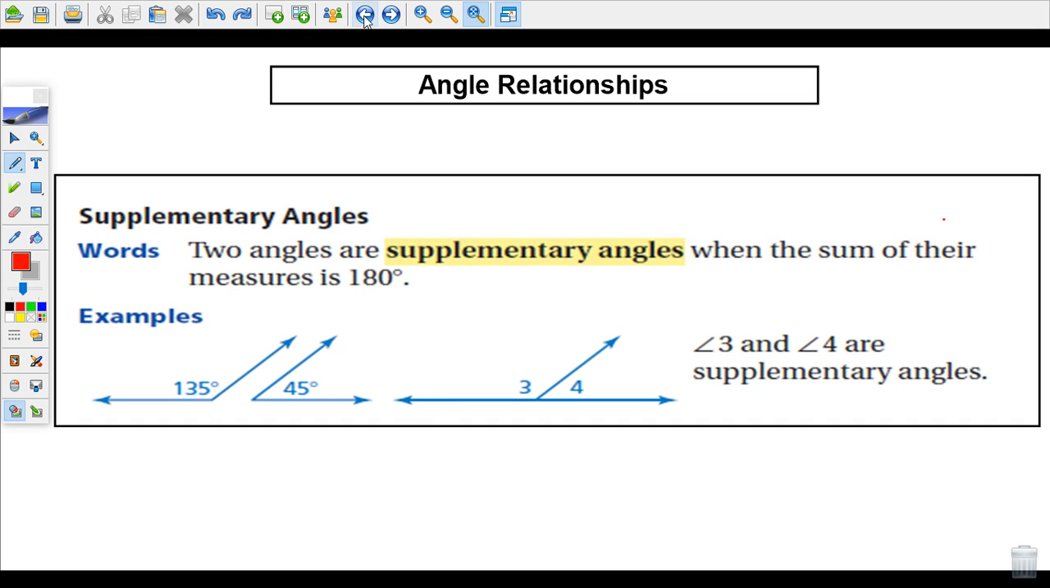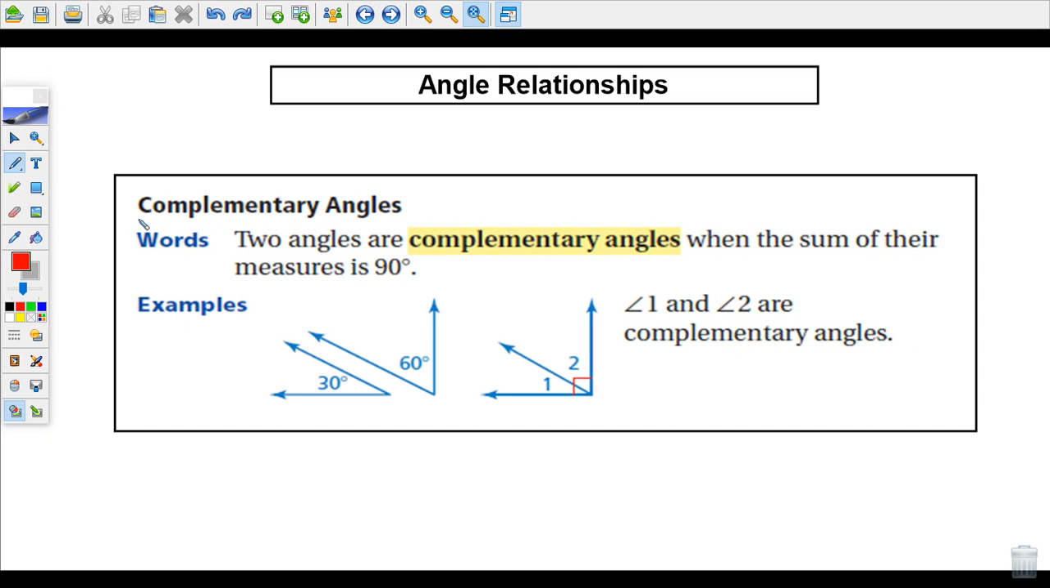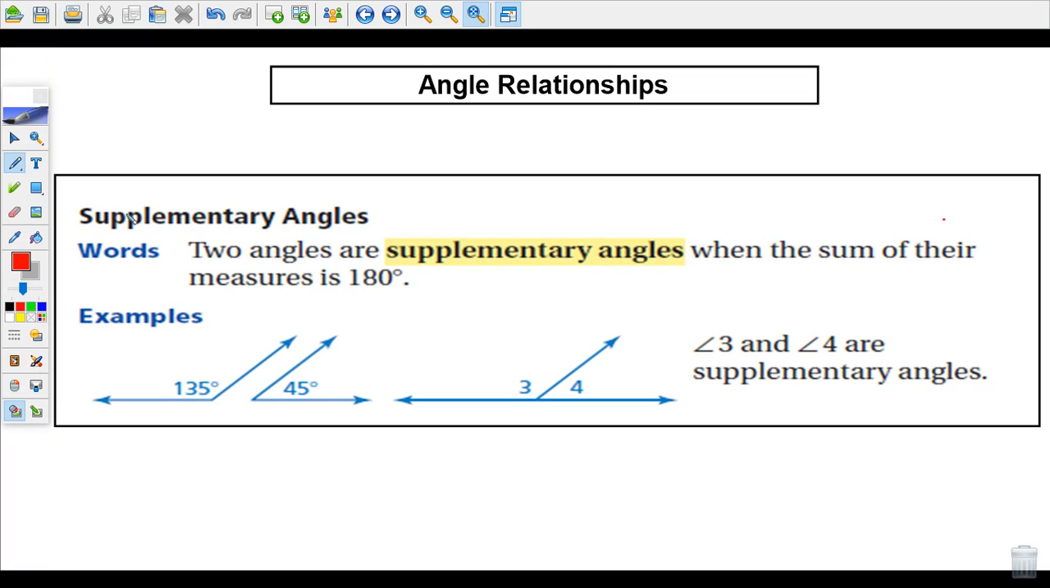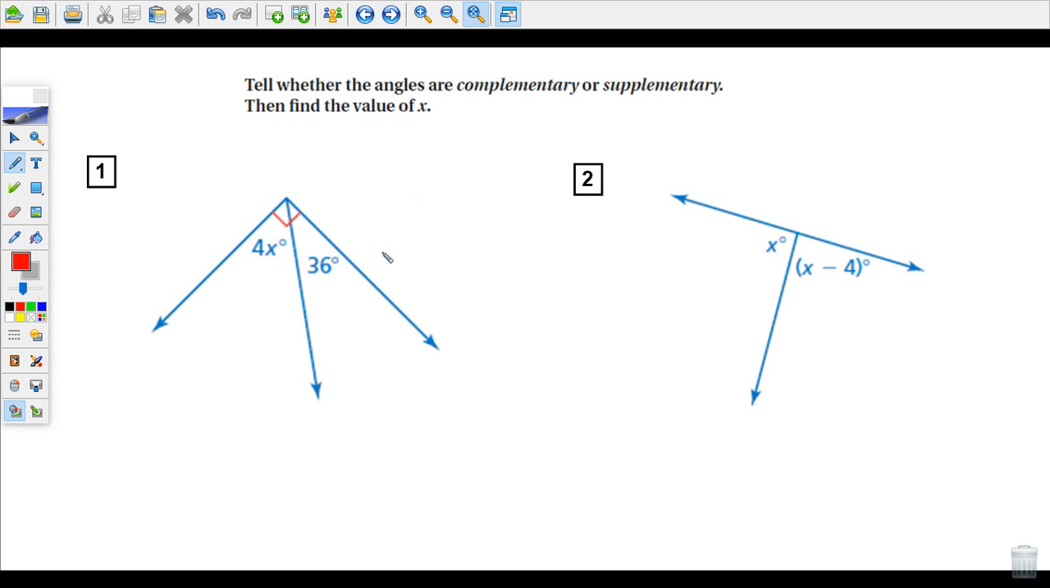The way that I like to remember complementary is that it starts with the word complement, and you would receive compliments if you received a 90% on a test or a quiz. So I just associate complement with 90. With supplementary, I associate that with this straight angle down here that it forms, and straight and supplementary both start with S. Just one way that I remember them.